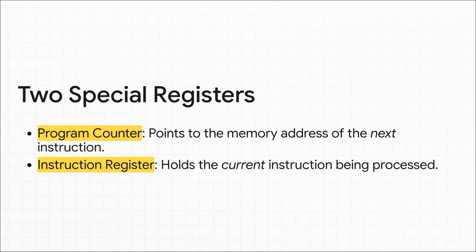Now, to keep this whole process running like a well-oiled machine, the CPU uses two very special registers. First is the program counter. Think of it like a bookmark. It's always pointing to the spot in memory where the next instruction lives. Meanwhile, the instruction register is holding the current instruction, the one being worked on right now.